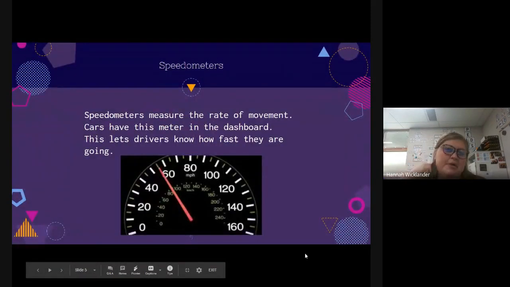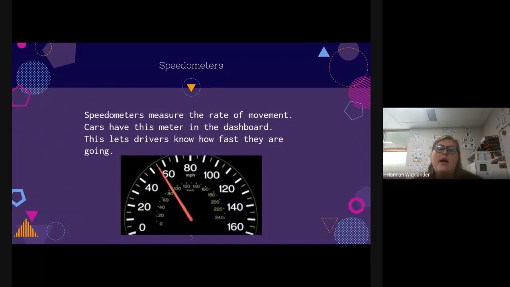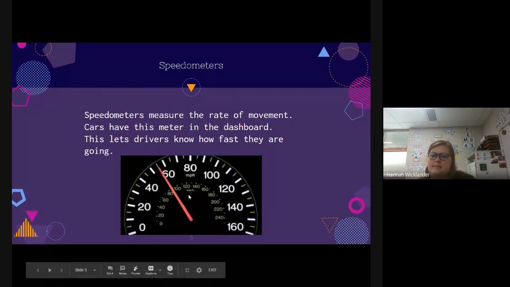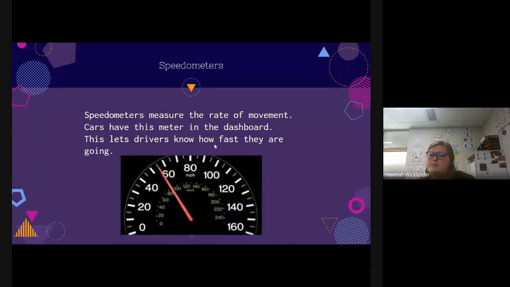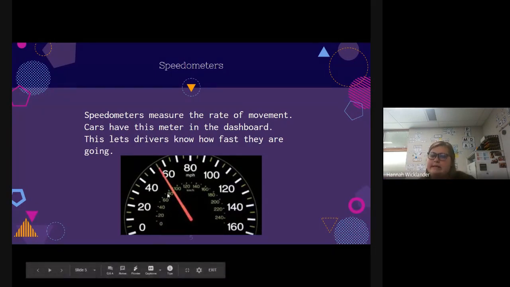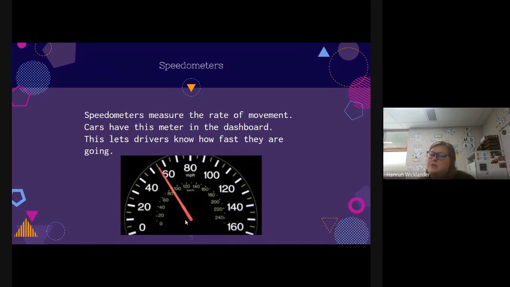This is a speedometer. I'm sure you guys are all familiar with that. Every single car has one. It measures the rate of movement. So this one has miles per hour and kilometers per hour. In America, we use miles per hour, but over in Europe, they use kilometers per hour. So it has both of them.